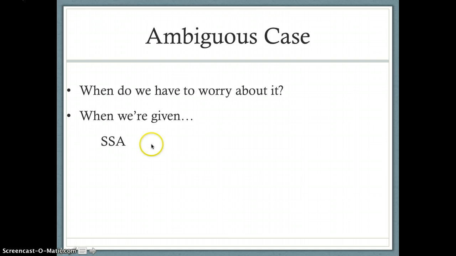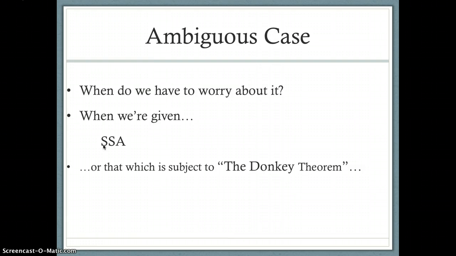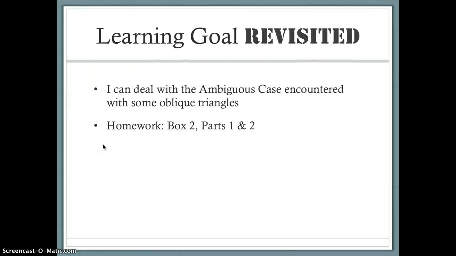It's not the same thing as side angle side, where you have the angle between the two sides, but two sides that are next to each other and then an angle that is not between them. Anytime you're given SSA, it's easy to remember because if you read that backwards, it will remind you why some people lovingly call it the donkey theorem. That's the situation when you have to worry about the ambiguous case happening. So that's it. That's the ambiguous case.